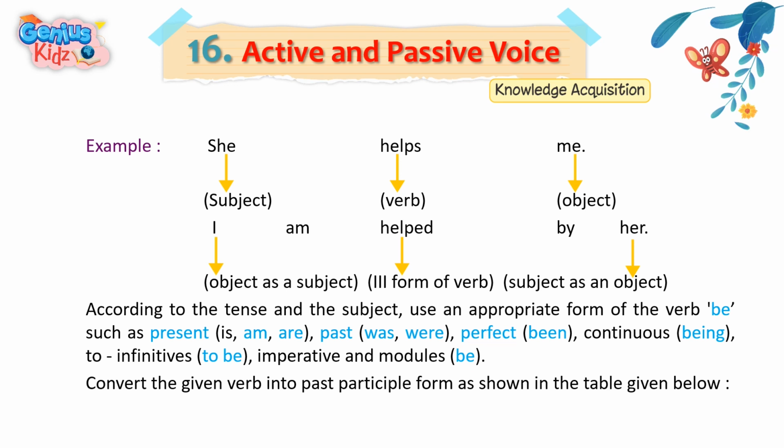According to the tense and the subject, use an appropriate form of the verb be, such as present: is, am, are; past: was, were; perfect: been; continuous: be; infinitives: to be; imperative and modals: be. Convert the given verb into past participle form as shown in the table given below.